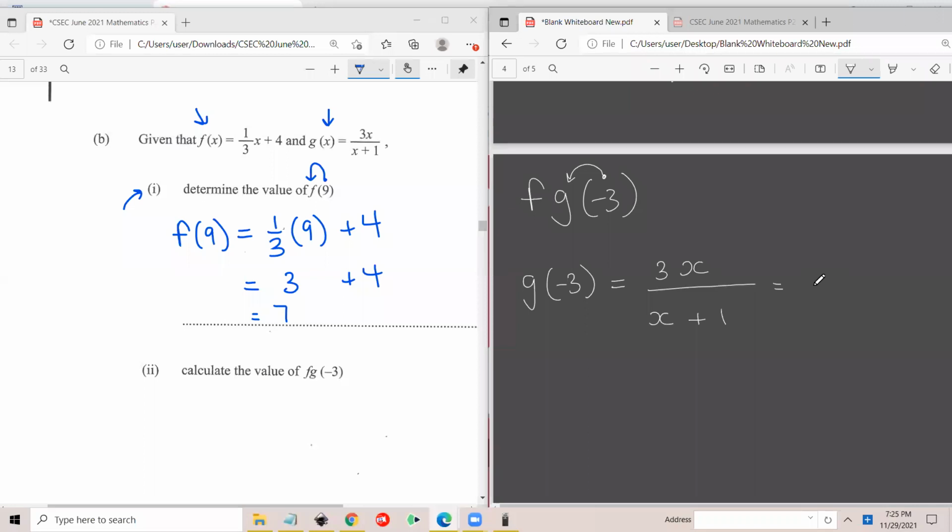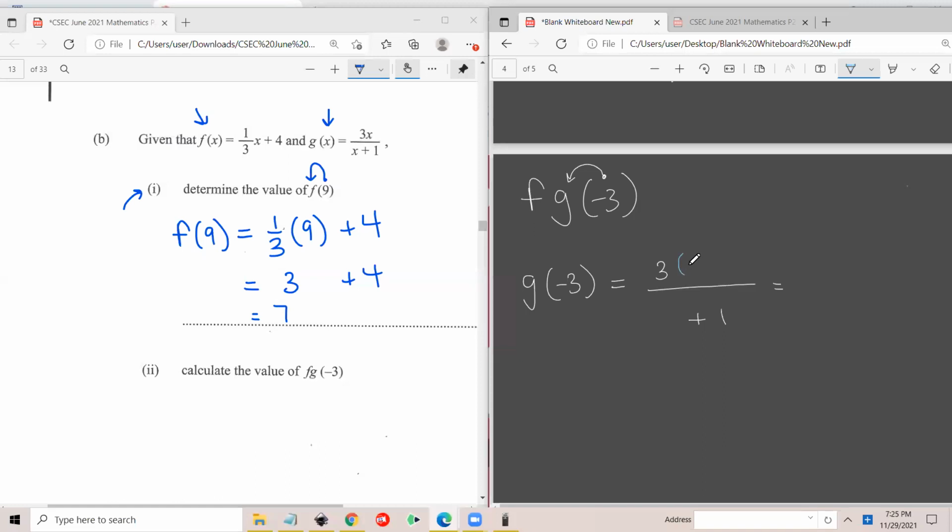Right. One person says the final answer is 9. All right, let me see. I see plenty of different answers, plenty. So somebody has to be right and somebody has to be wrong.